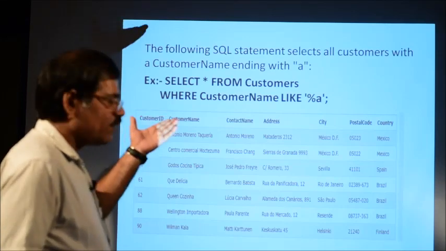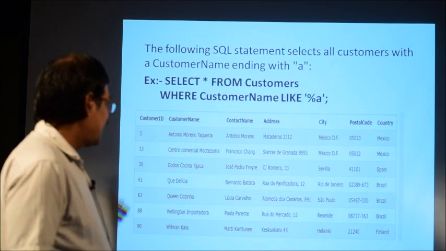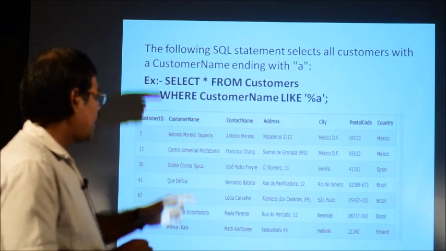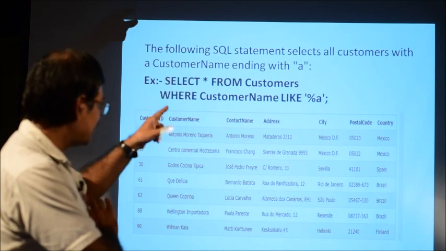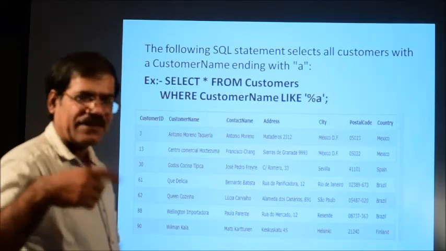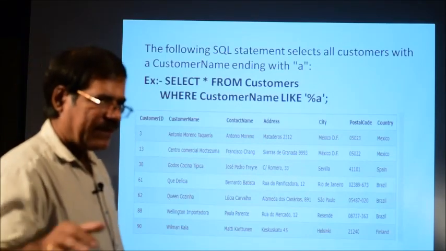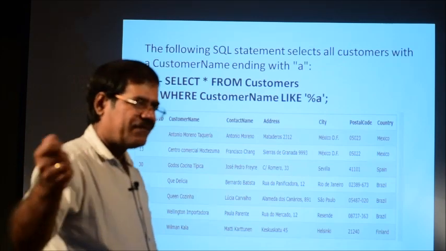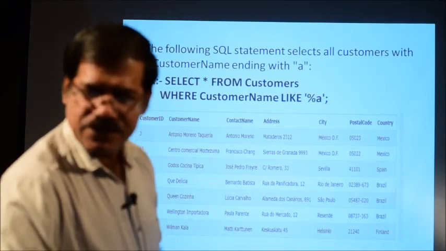Whatever statement you write, it will work according to your statement. My requirement is customer names ending with A, that is why you write percentage A. That means all the names ending with A will be retrieved. The pattern will be checked in the database, and those names which end with A will be processed, fetched from the server and displayed on your computer screen. This is your output.